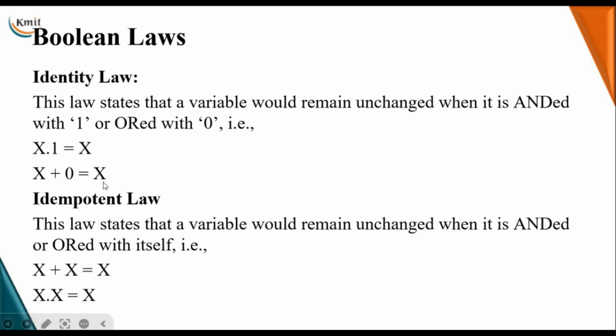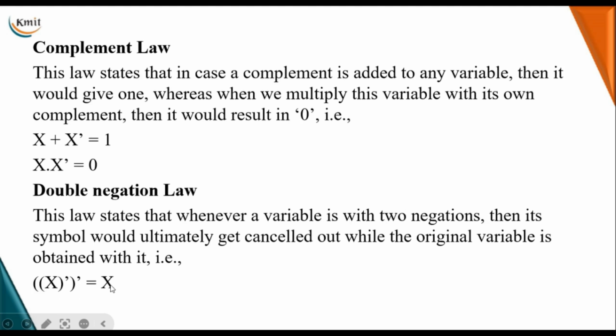Idempotent law: this law states that the variable would remain unchanged when it is ANDed or ORed with itself. So x OR x is equal to x, and x AND x is equal to x. Complementation law: this law states that when you add a variable with its complement, it would give you the logical 1. When you multiply or AND a variable with its complement, it would give you the logical 0. So x OR x bar is equal to 1, and x AND x bar is equal to 0.